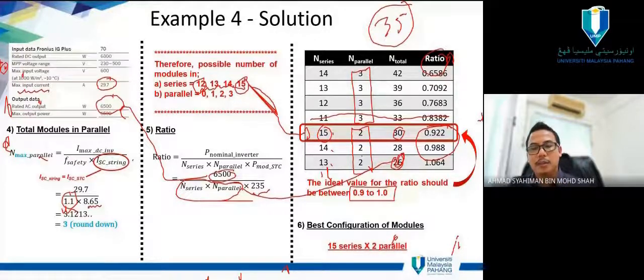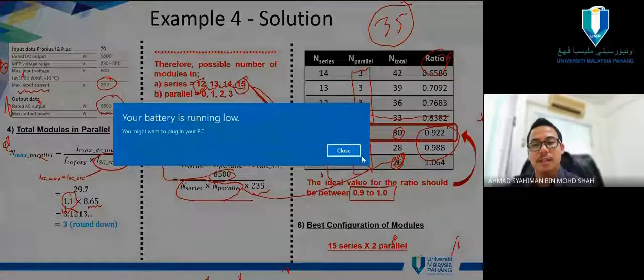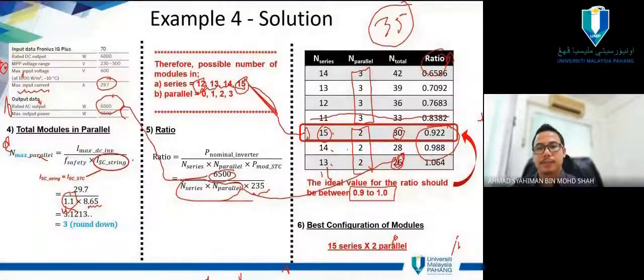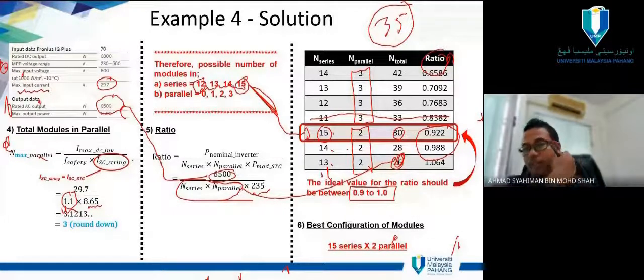Okay, so best configuration here is 15 series multiplied with 2 parallel. Even though we are given 35, tapi this is the best configuration lah, based on the ideal value ratio tu dia nak 0.9 to 1. Kenapa to 1? Apa maksud ini? 0.9 ni apa maksud dia?